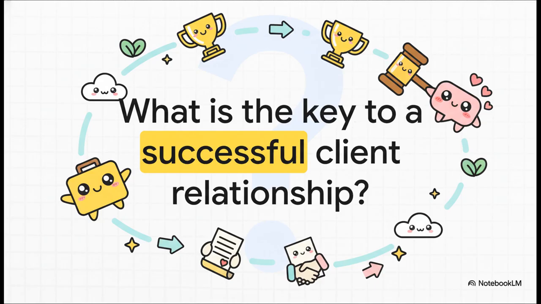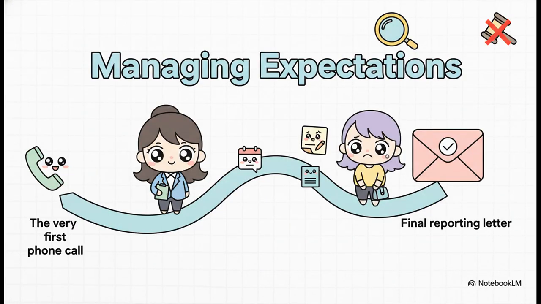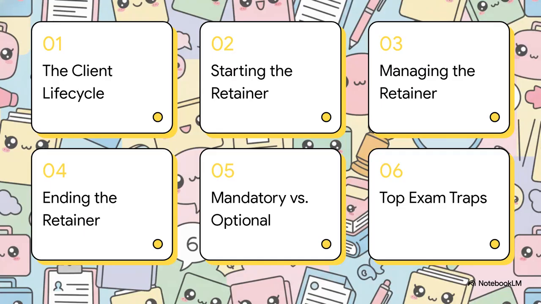So, let's start with a big question. When it comes to your clients, what's the single most important skill the Law Society wants you to have? It's not just about being a legal genius. It's about something more fundamental. And there it is, managing expectations. From that very first phone call all the way to the end of the case, your ability to communicate clearly and guide the client through the process is absolutely critical. And you can bet that on the exam, any failure to do this is going to be a major red flag for professional misconduct.